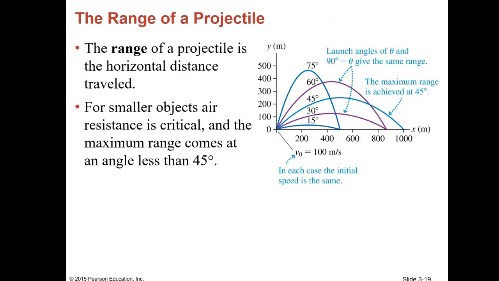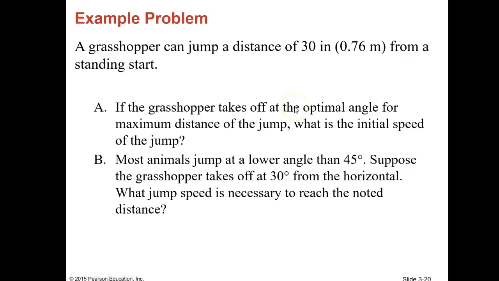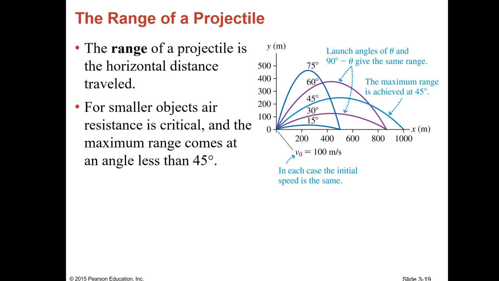Now it changes when things start to get launched at an angle. When you launch an item at an angle, now you have to look at its initial launch speed, which has a horizontal and vertical component. So we have this problem. A grasshopper can jump a distance of 0.76 meters from a standing start. If the grasshopper takes off at an optimum angle for maximum distance of the jump, what is the initial speed of the jump? Well, if we look at this, the farthest distance can be achieved at 45 degrees.